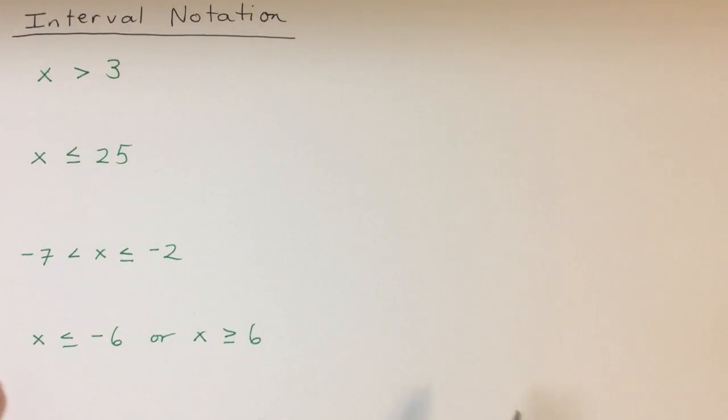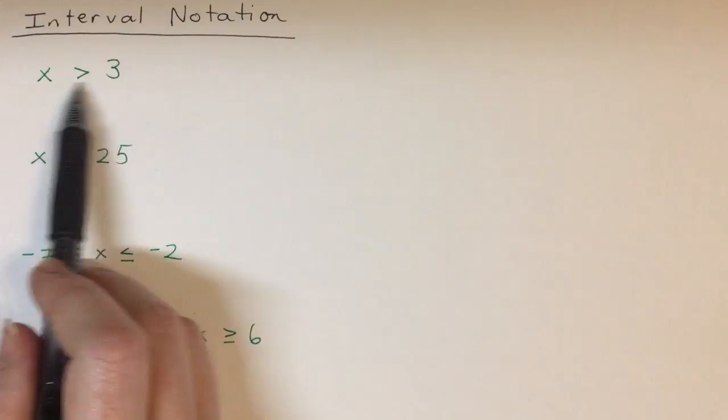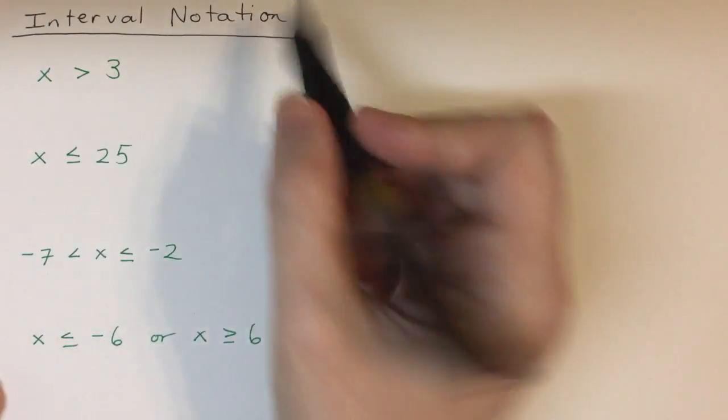Okay, what I'm going to show you is interval notation for inequalities in a single variable. When we do inequalities with multiple variables on the coordinate plane, we'll be doing this in exactly the same way with exactly the same ideas. Okay? First, we need to go from the inequality to the graph.